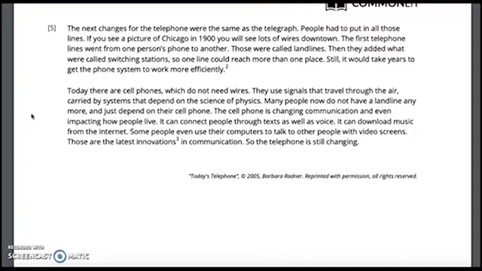The cell phone is changing communication and even impacting how people live. It can connect people through text as well as voice. It can download music from the internet. Some people even use their computers to talk to other people with video screens. Those are the latest inventions and innovations in communication. So the telephone is still changing.